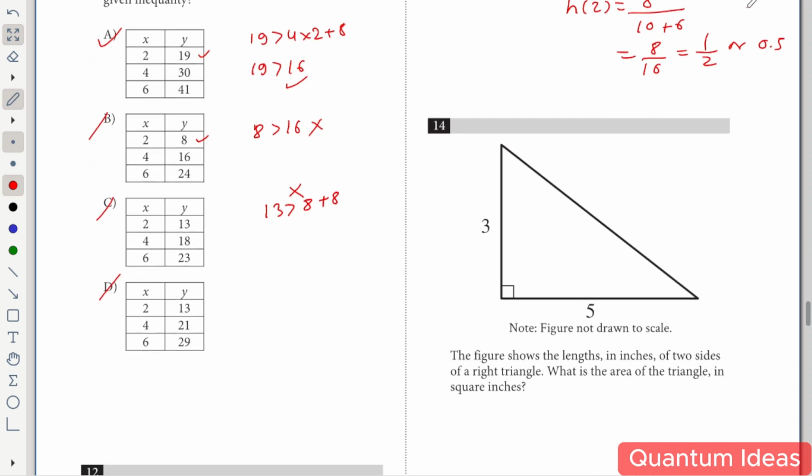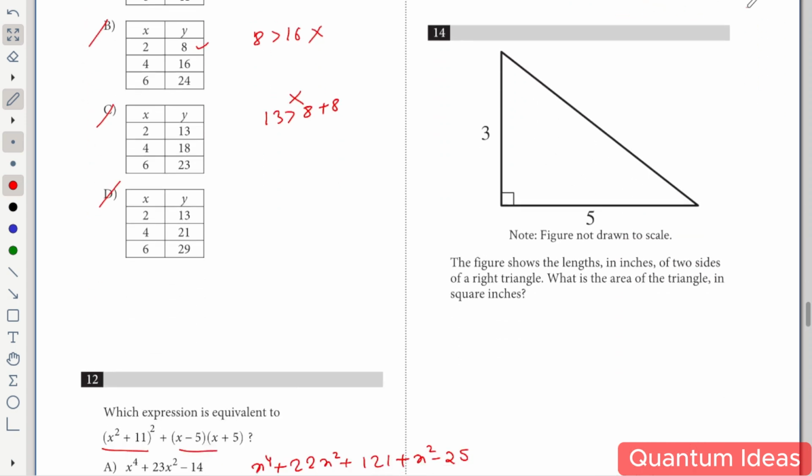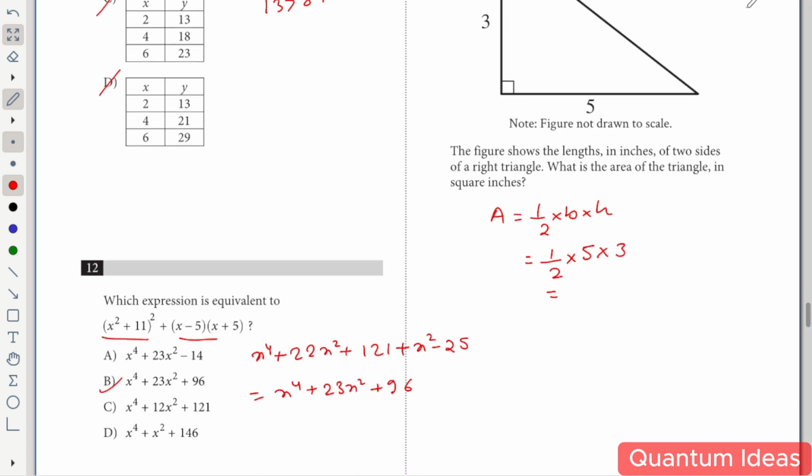Okay, let's move to the next one, trigonometry. The figure shows the length in inches of two sides of a right triangle. What is the area? We are given base, we are given height. So the area of a right angle triangle is simply half base into height. Half, what is our base? It is 5. What is our height? Height is 3. So this is 15 by 2. You can also write 15 by 2, or you can simply write 7.5. So that is our answer.